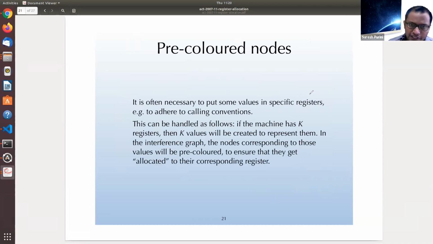Sometimes it is necessary that some variables have to be kept in some registers because of the constraints from the target, because of either the application binary interface constraints. For example, if you look at the arguments to a function, a particular ABI says the arguments should be residing in registers R1, R2, R3, and the result should be present in register R10, like that.